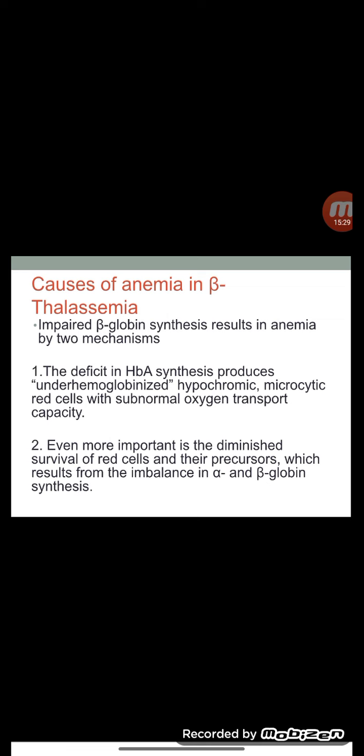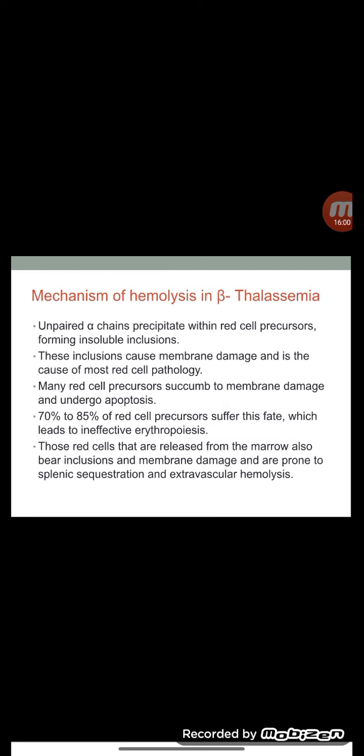Even more important is the diminished survival of the red cells and their precursors, which results from the imbalance in alpha and beta globin chains. At the start of this chapter, we discussed ineffective erythropoiesis. Any excess alpha chains will get precipitated in the cytoplasm of these immature RBCs, and these cells are liable for hemolysis in the reticuloendothelial system in the bone marrow itself. So, this is called ineffective erythropoiesis.